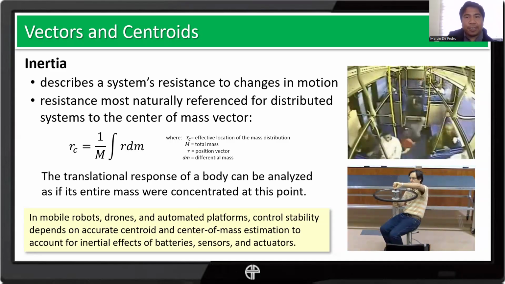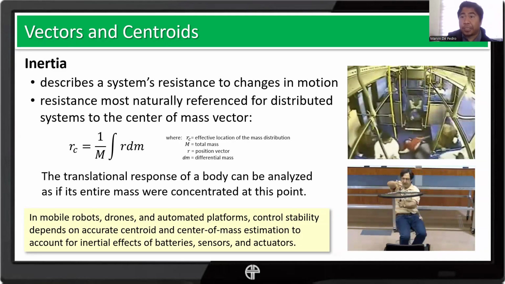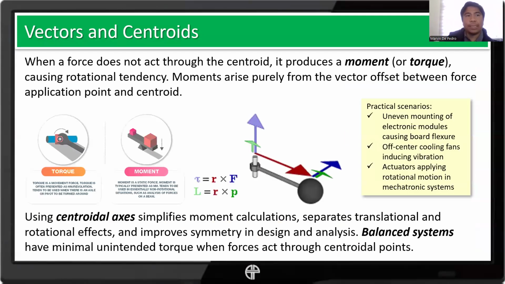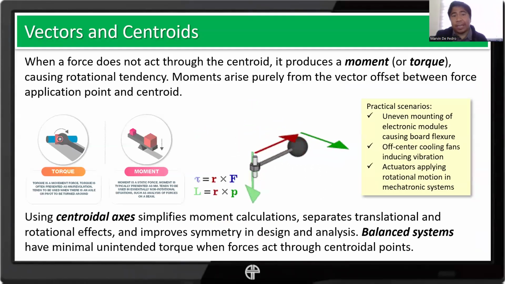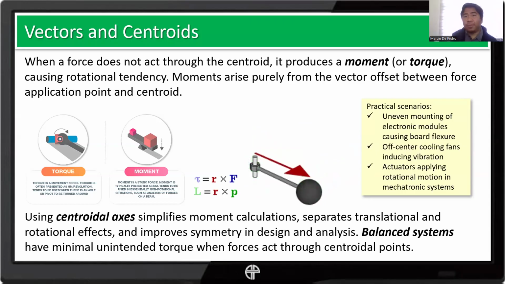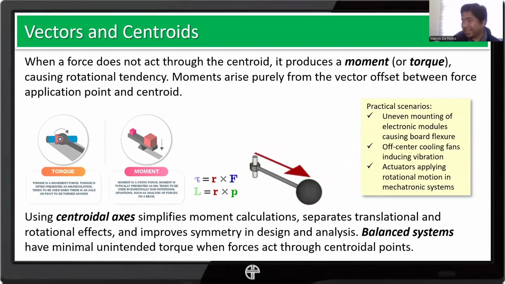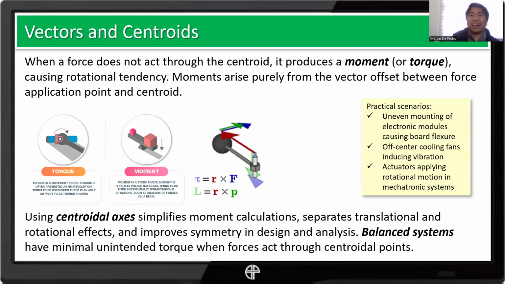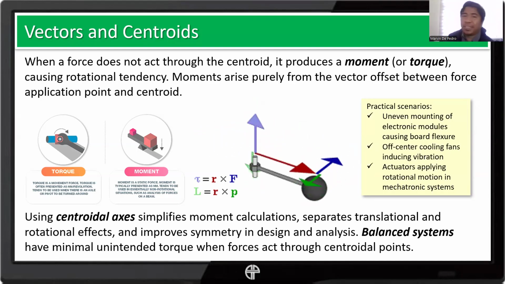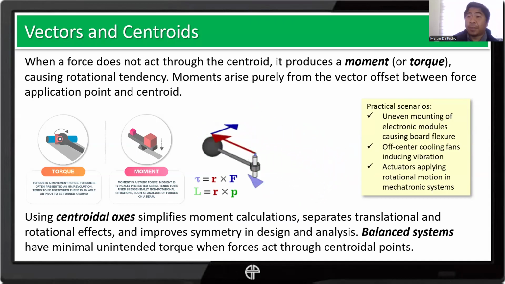Okay, that's also something that we consider whenever we have components like motors in our system. Next, note that when a force does not act through the centroid, it produces a moment. So this is another important concept, especially in engineering applications. Moment is sometimes closely associated with torque.